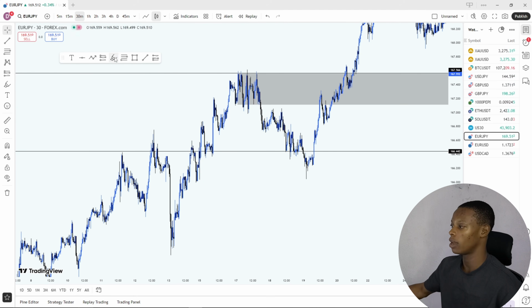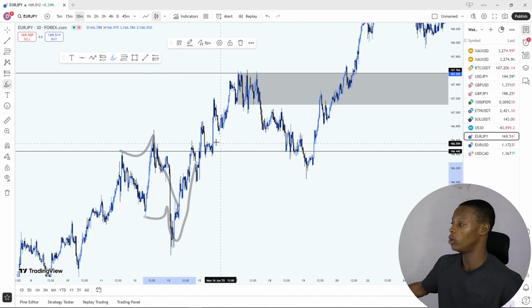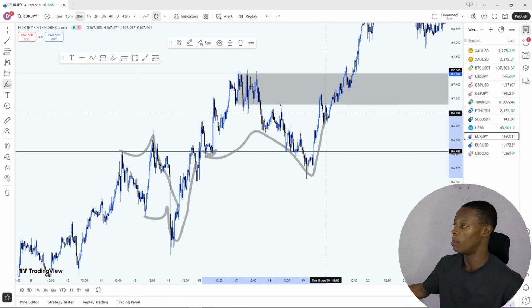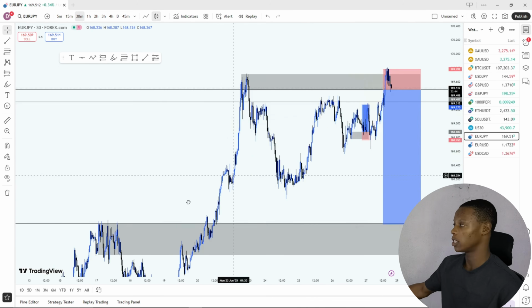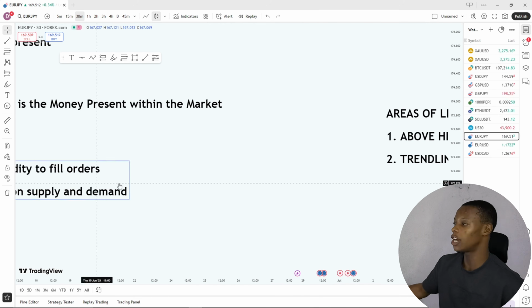Similar one right here. A high, price had to take out that high first before dropping. A low, price had to take out that low first before buying. Keep doing it over and over again. I'm going to show you some practical live examples right on the chart. So that's generally what liquidity is.